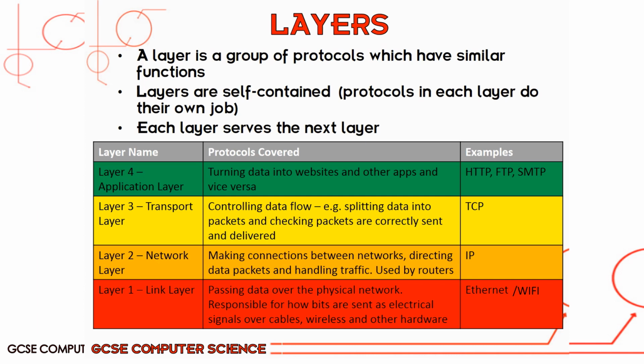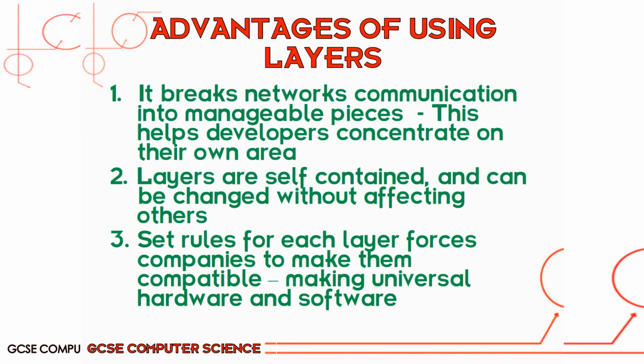This has lots of benefits. The benefits of using layers is that it means it breaks down network communication into manageable pieces. So if anything goes wrong, developers can concentrate on their own area. It also means that if you ever make any changes, one layer could change and it won't affect the others. And it also means that we have set rules for each layer, which means that universal hardware and software can be possible.